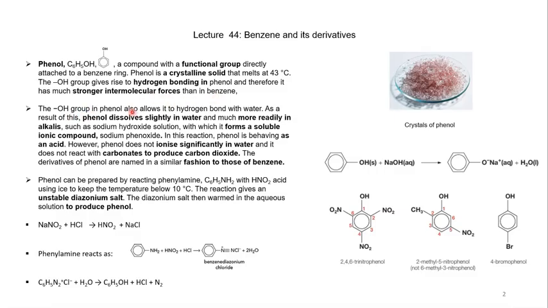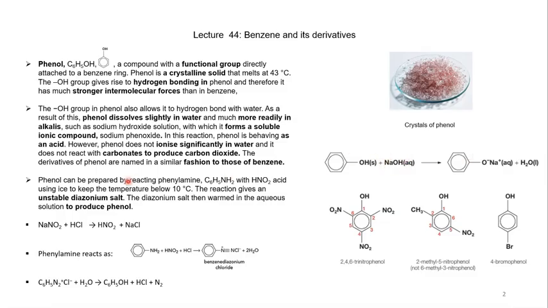The OH group in phenol allows hydrogen bonding with water. As a result, phenol dissolves slightly in water and more readily in alkali, such as sodium hydroxide, which forms a soluble ionic compound. Here is the soluble ionic compound. It forms soluble ionic phenoxides with sodium hydroxide.